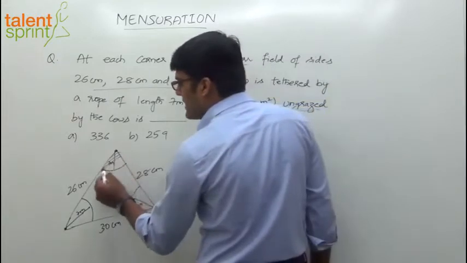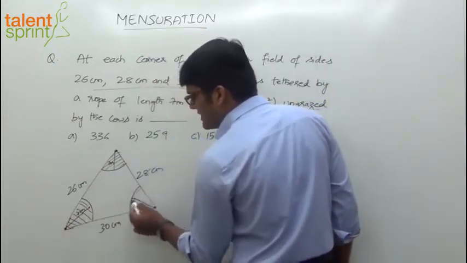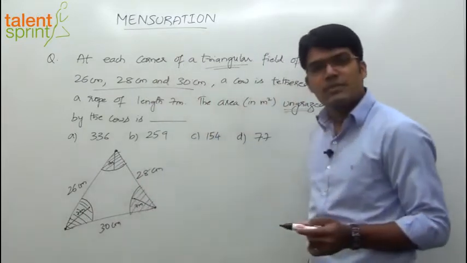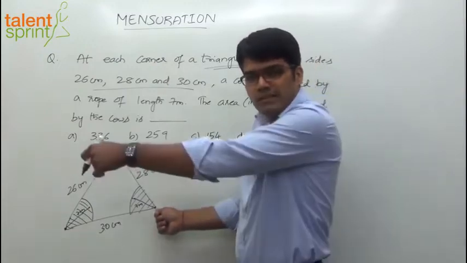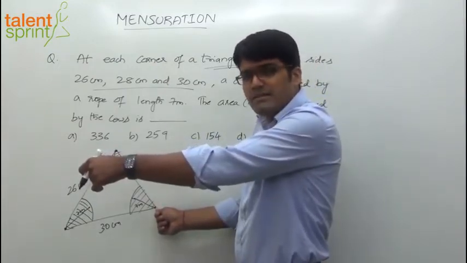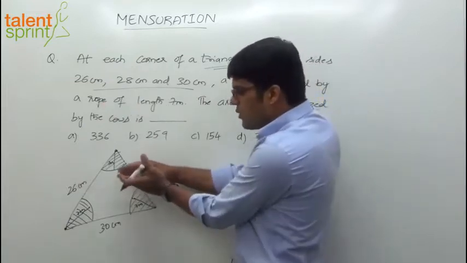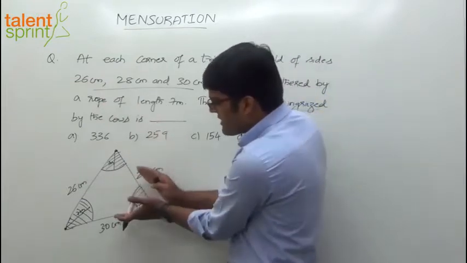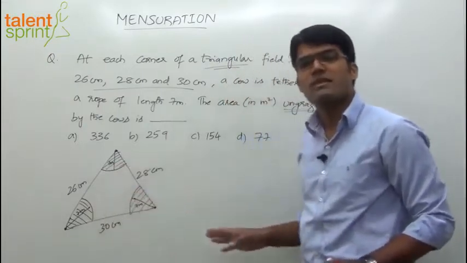So this area is grazed by the cow. This area here is grazed by the cow. This area is grazed by the cow. Are you able to follow? Right? It is like this. It is fixed at one point. You have a rope of length, some 7 meters. So you can move in a circular manner, right? Of course, it cannot go outside the triangular field. So we have to restrict it this way. So if you look at it, these are all portions of different circles.